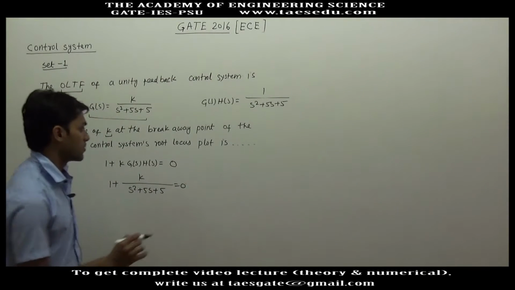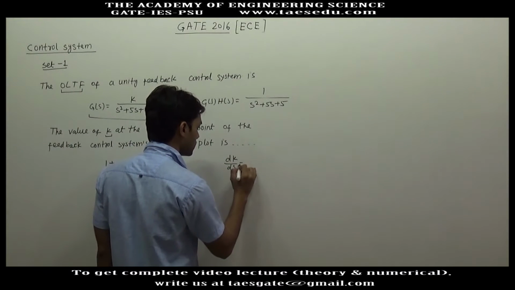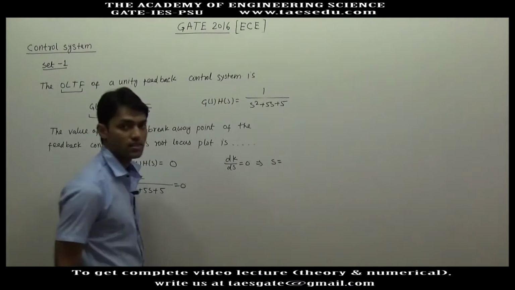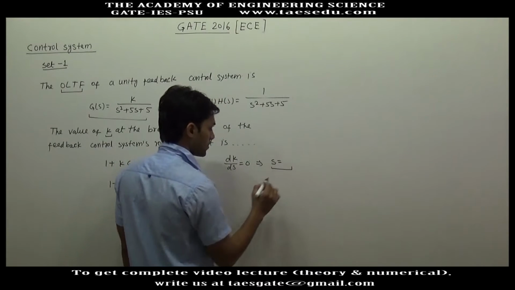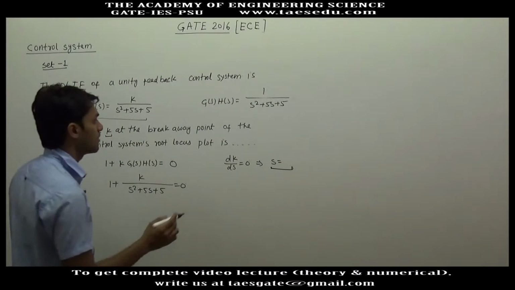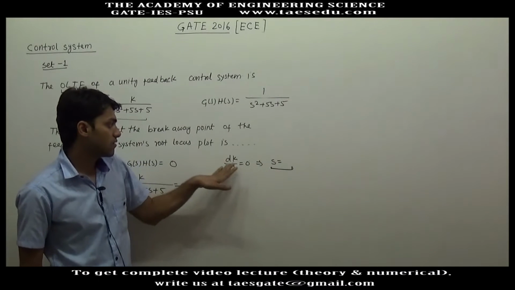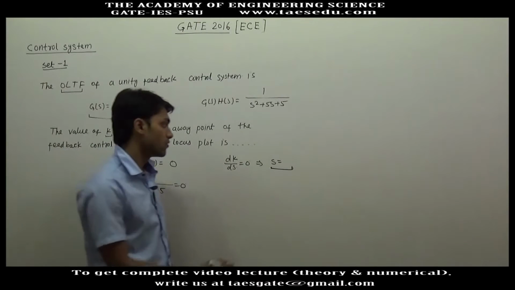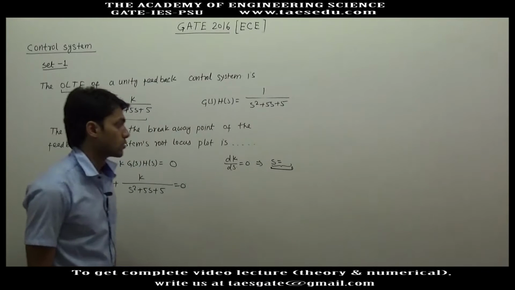To find the breakaway point, we do dK by ds equal to 0. This way we will find the value of s at the breakaway. Then we have the value of s and we will have a relationship between K and s. So using that value of s, we can find the value of K, but we have to confirm that that value of s is on the root locus.